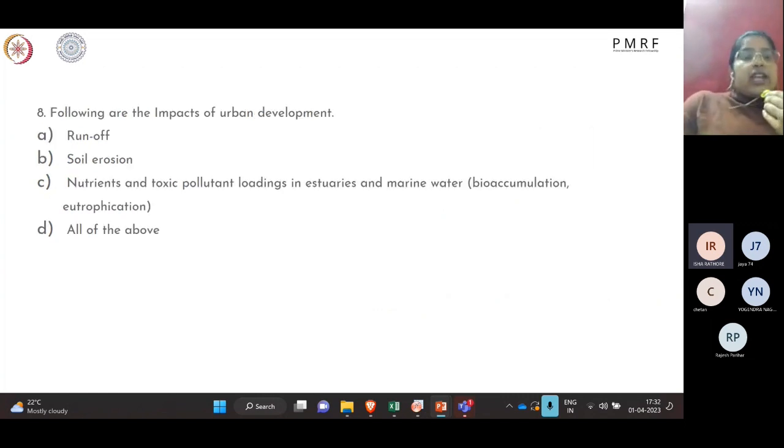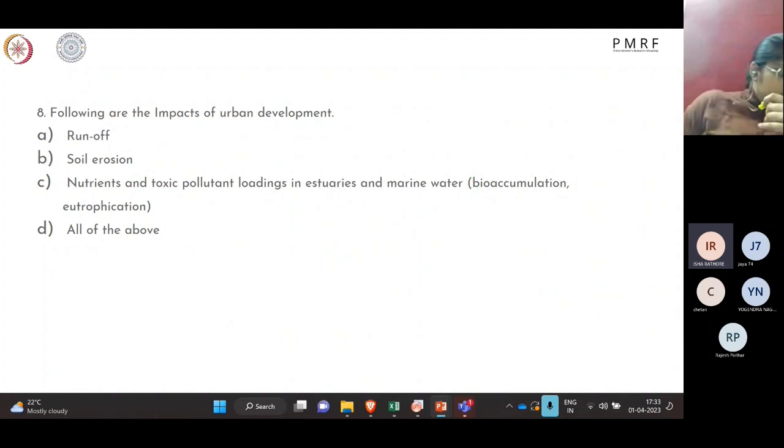So moving on to question 8, the following are the impacts of urban development: A, runoff; B, soil erosion; C, nutrients and toxic pollutant loading in estuaries and marine water, which causes bioaccumulation and eutrophication; or D, all of the above. So these are basically the impacts of urban development on coastal regions. If urban development happens in coastal regions, what sort of impacts result from it?